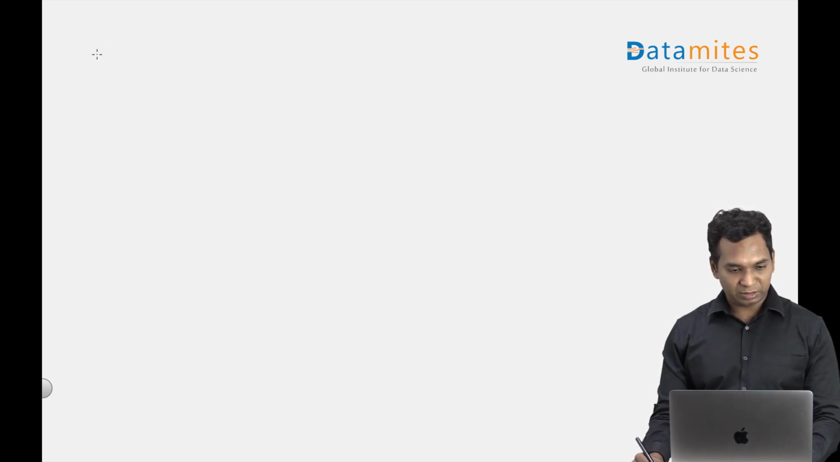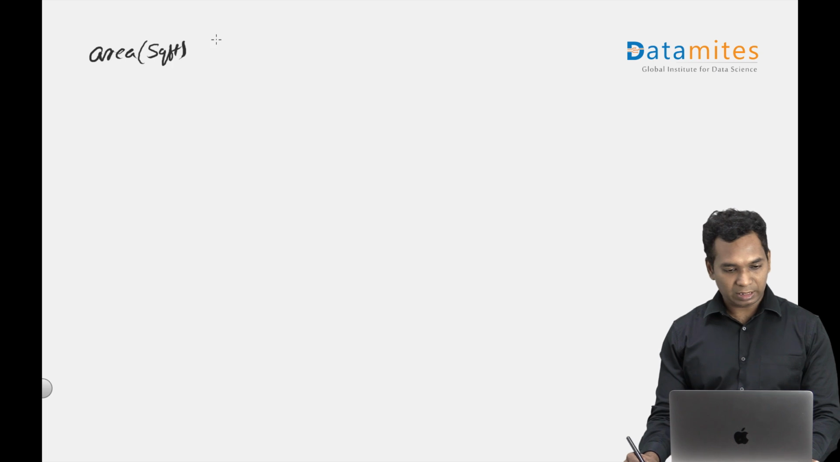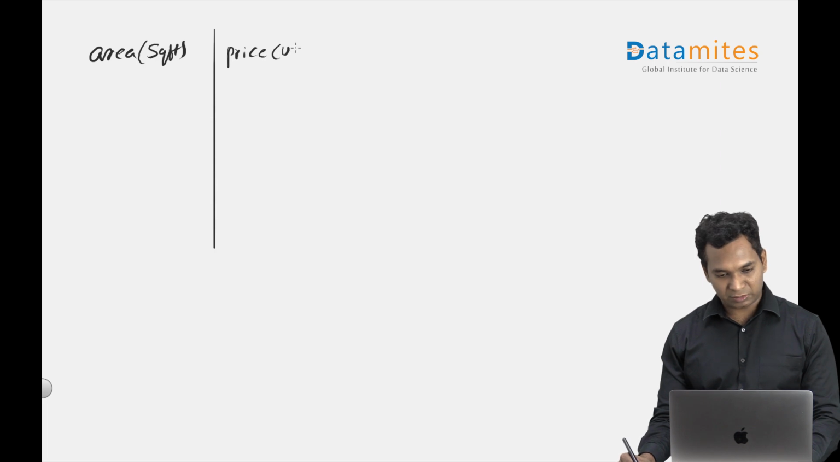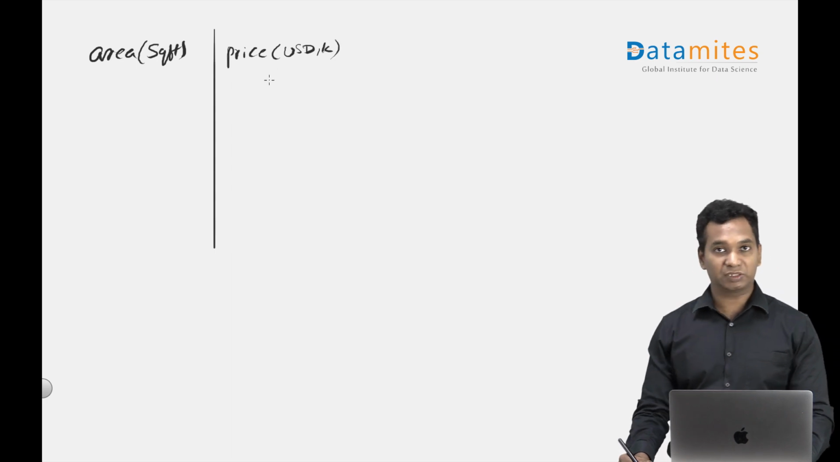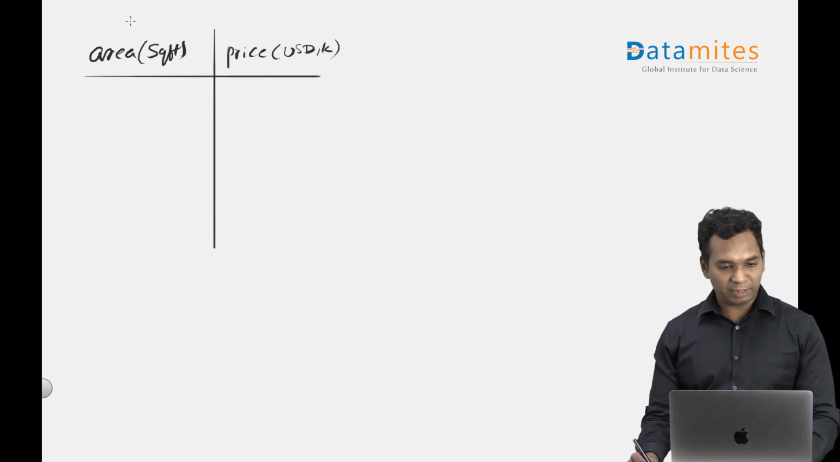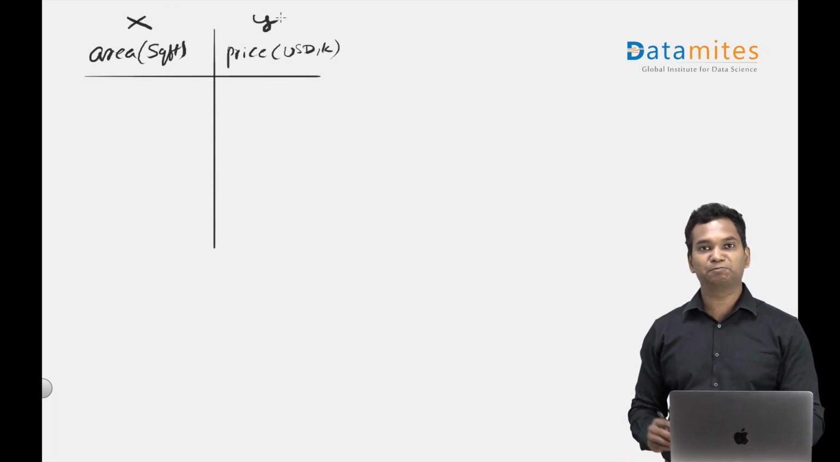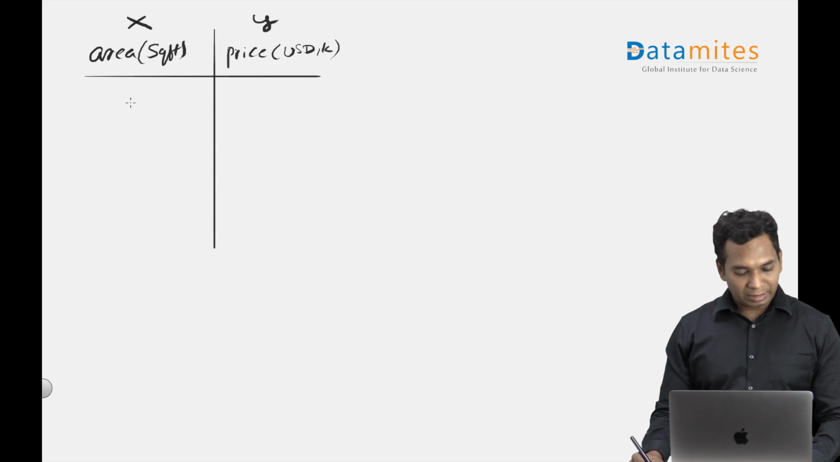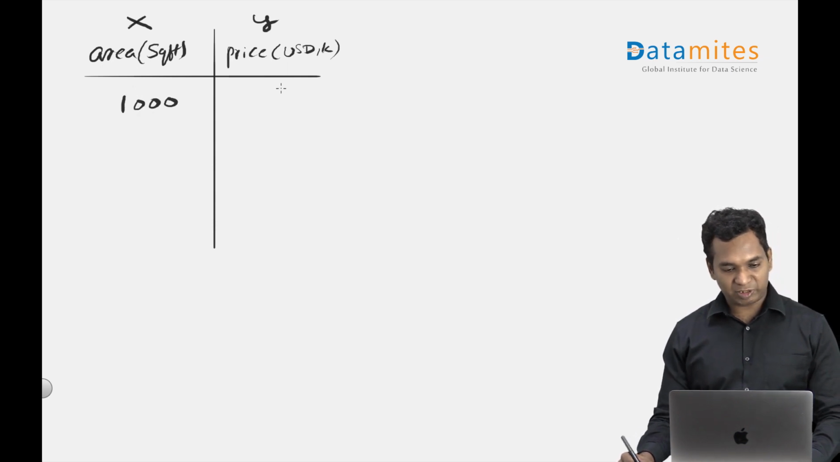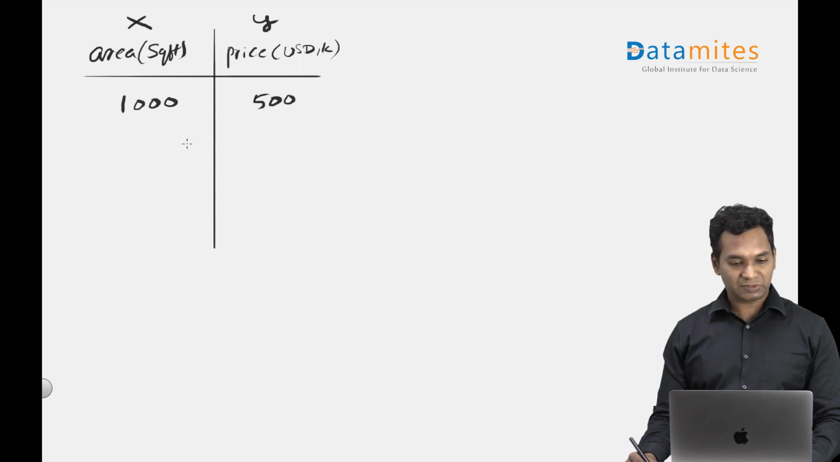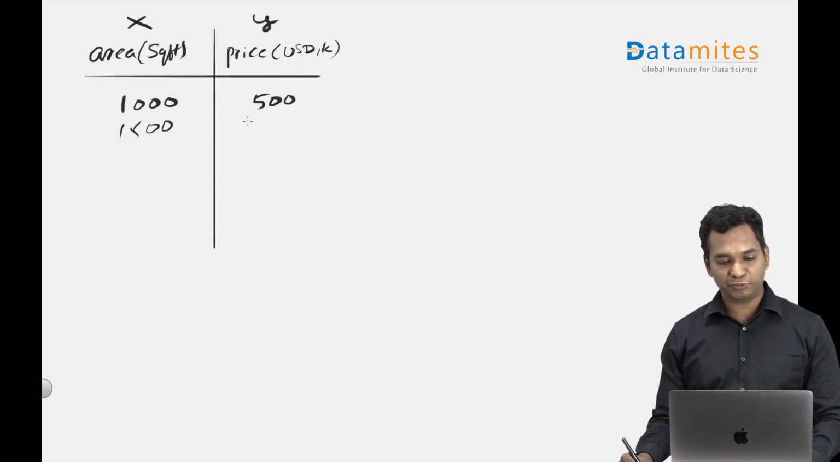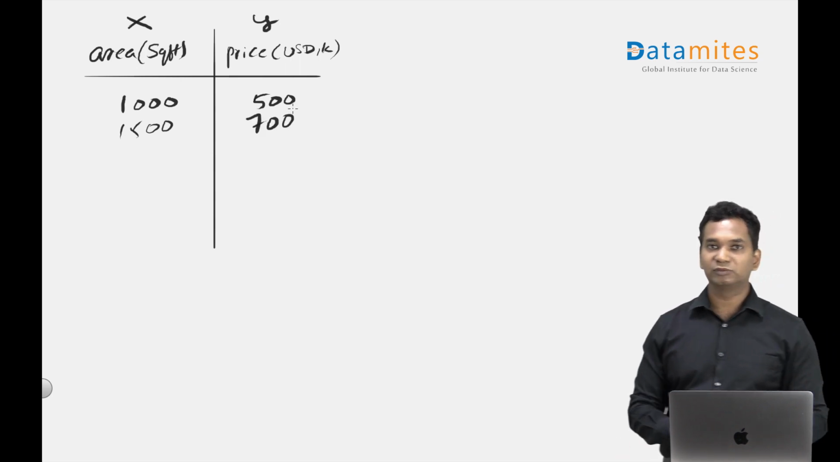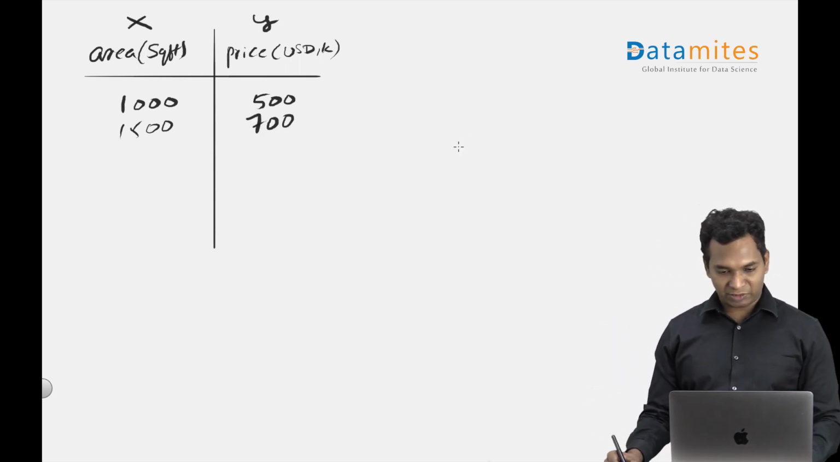So I'm going to say the area of the apartment will be in square feet. And then you have your price in US dollars, in $1,000. And this is your input variable X, and this is your target. For simplicity's sake, taking only one input variable. And then let's speculate some prices. A 1,000 square feet apartment is costing you $500,000, and a 1,500 square feet apartment is costing you, let's say, $700,000.